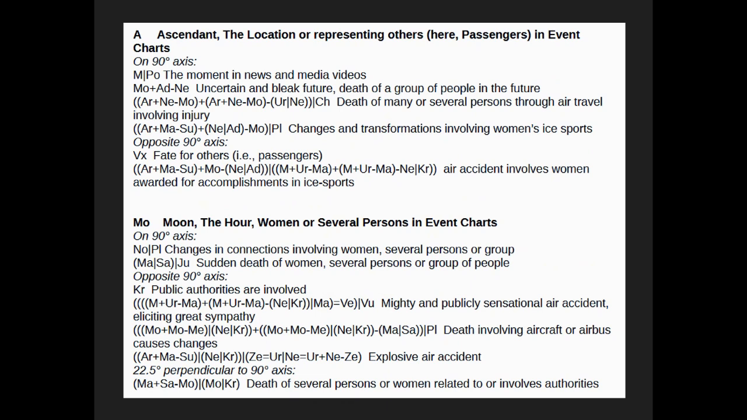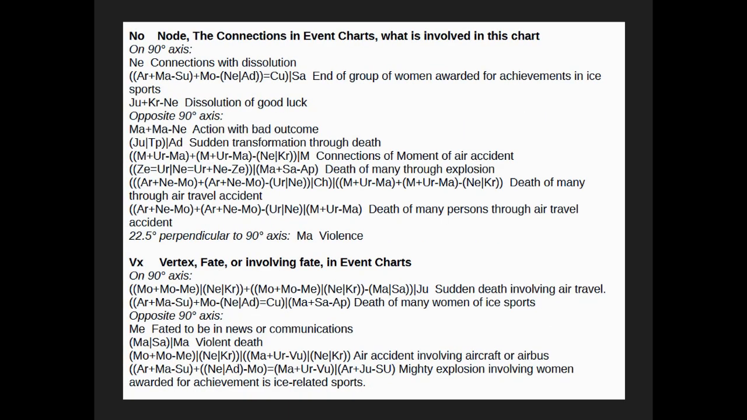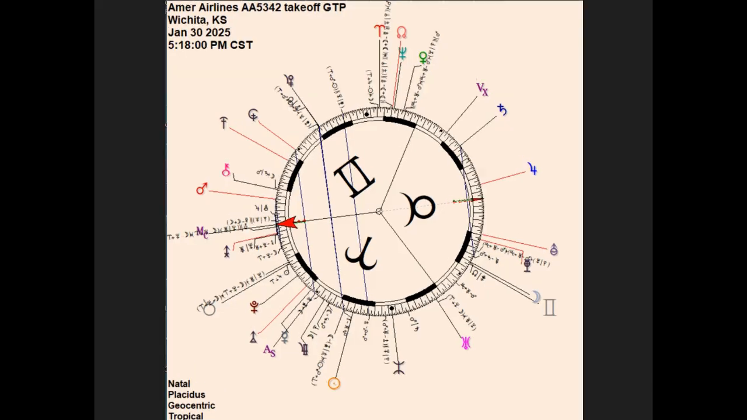It continues on and on, the same repetition of the themes, details involving who was involved, all that. Okay, node and vertex, a fate or involving fate in event charts. Know the connections in event charts, what is involved in this chart, etc.